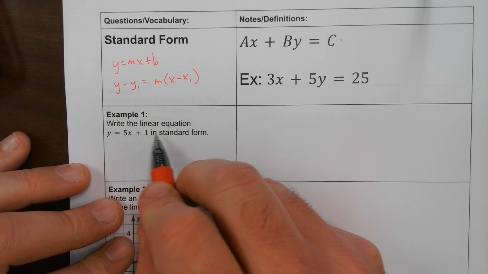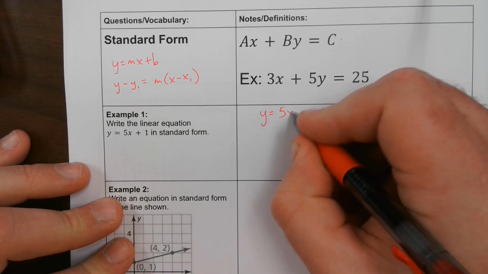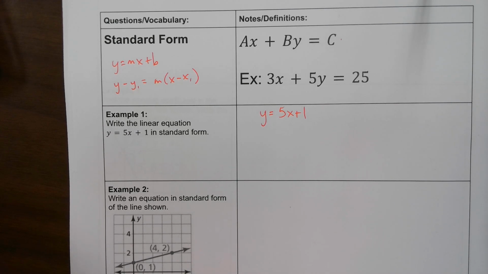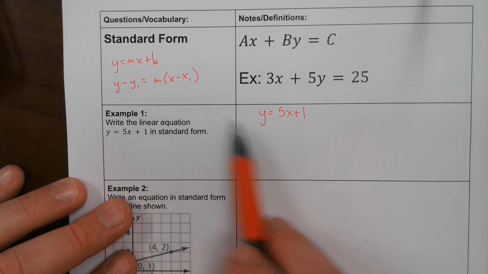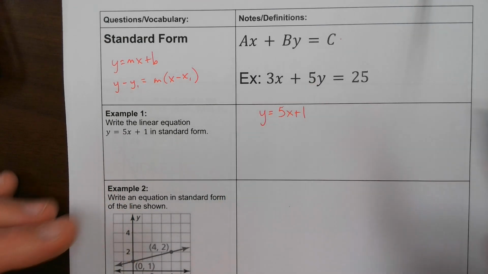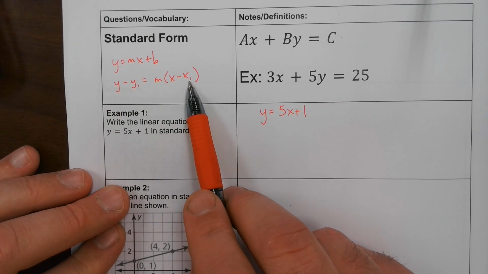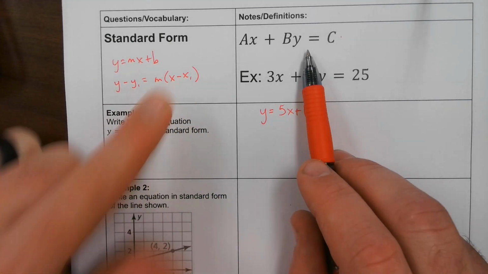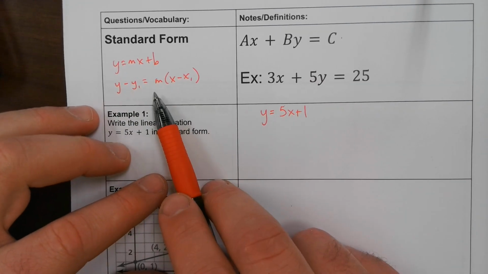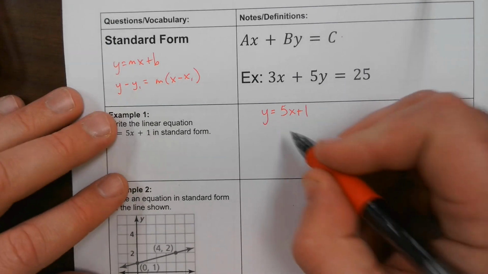Example number 1. It says write the linear equation in standard form, and it gives us this equation: y equals 5x plus 1. So we have it currently in slope-intercept form, and we want it in this format. Sometimes we do have it in point-slope form, so the first thing is to get rid of any parentheses if we have them. We don't have that, and then from there we're just reorganizing the equation so that the pieces are in the places that we want them.